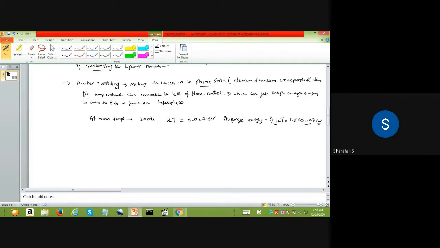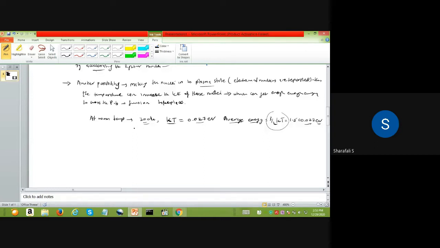Okay, so this is the average kinetic energy, 3 by 2 kT. I hope you know this. If you take each dimension, you have 1 by 2 kT as average. For 3 dimensions, you will have 3 by 2 kT of average energy for those nuclei. So this is the room temperature energy, kT at room temperature, which is 0.027 electron volt. So this is a very small energy at room temperature.